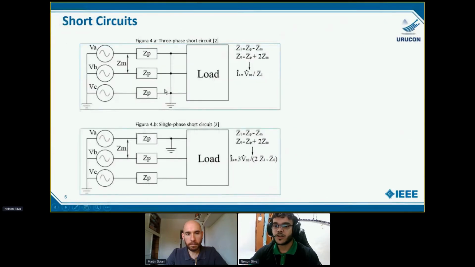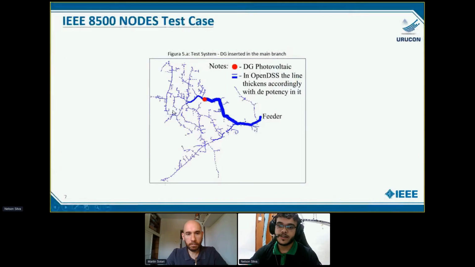And here we have the short circuit calculation that OpenDSS uses. This is the three-phase case and the single-phase case, in this case the phase to earth short circuit. And this is the system that was used in the simulations. It is available in the OpenDSS library.